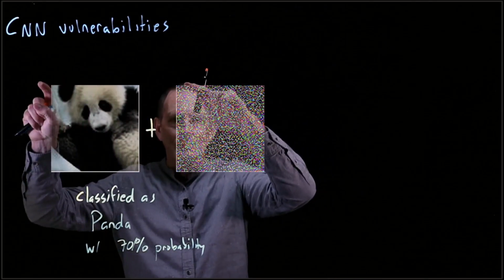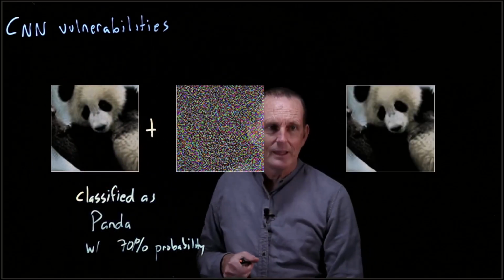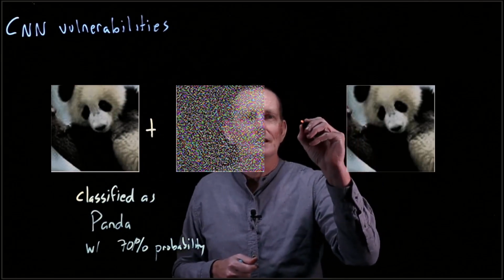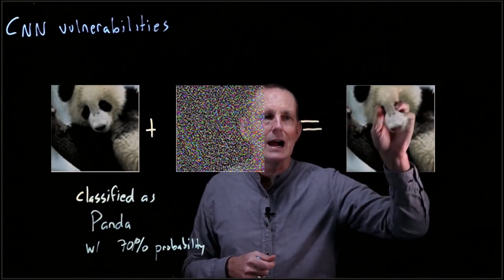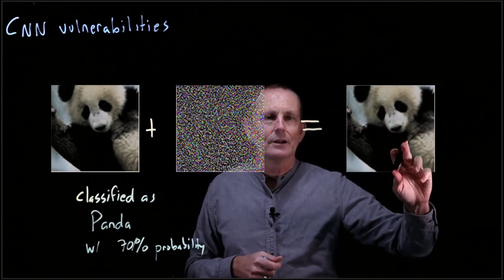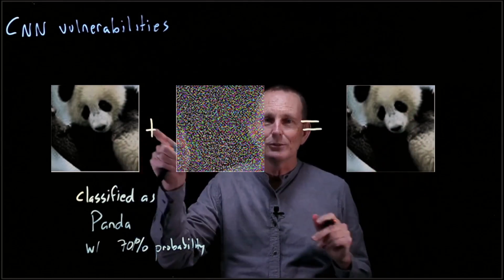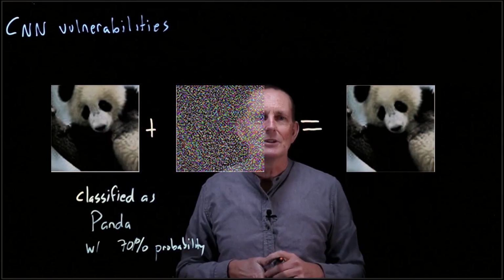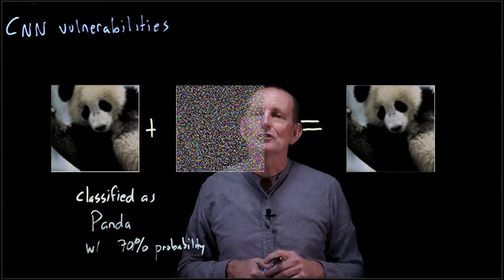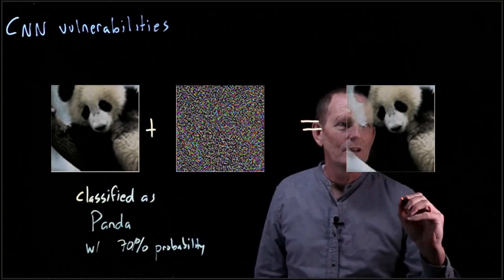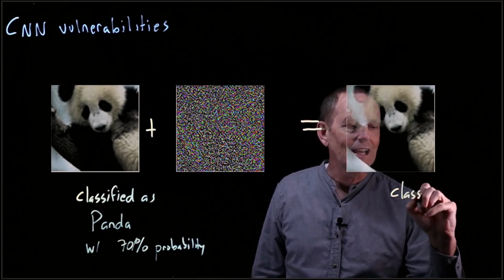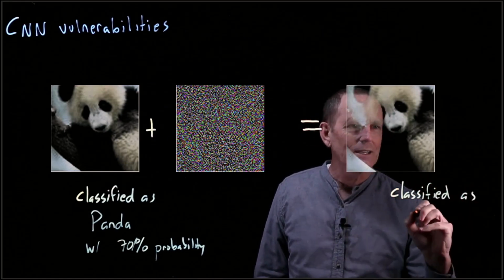When I say add, we're taking every pixel, and just adding. So we're making small tweaks to every pixel of the panda. And what we're going to end up with is something that to our eye looks identical, because we can't perceive a difference between this panda and this panda. The problem is we have totally fooled the neural network, because the neural network now classifies this as a gibbon.